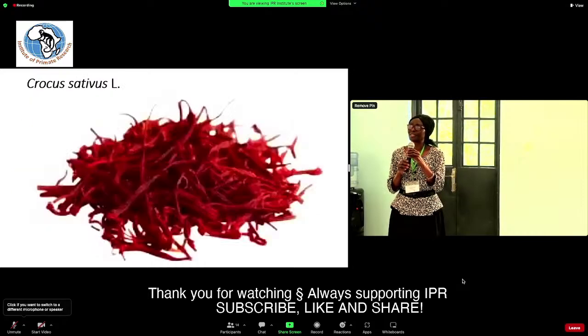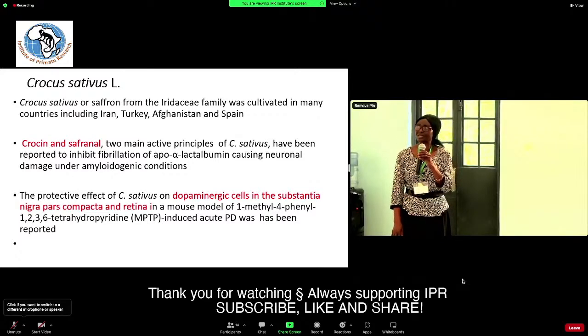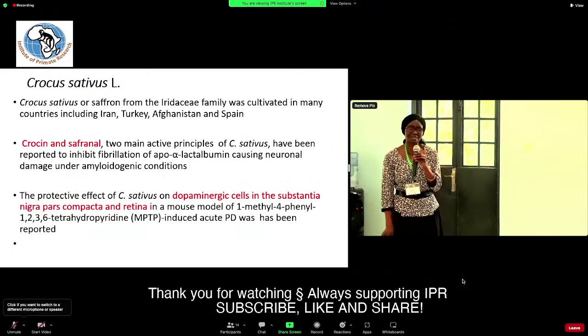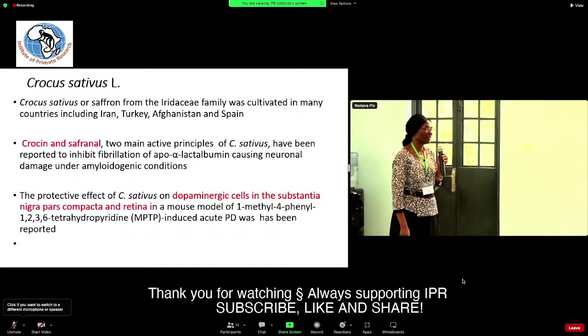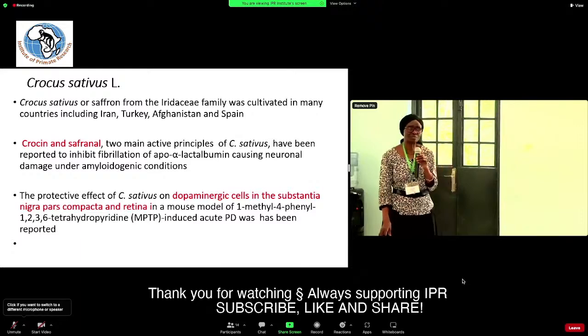So this other one is known as Crocus sativus. Next. Again, it contains two active principles, the one known as crocin and safranal, and these are also very important, and research has shown that they are very useful. They have proven to have a positive effect on Parkinson's disease. They have a protective effect on dopaminergic cells, again, in the mouse model of Parkinson's disease.